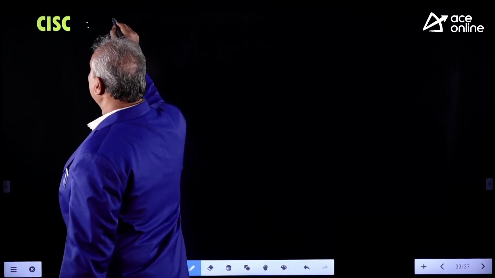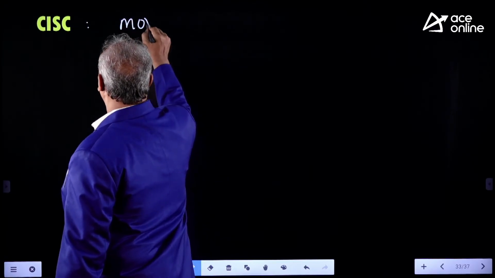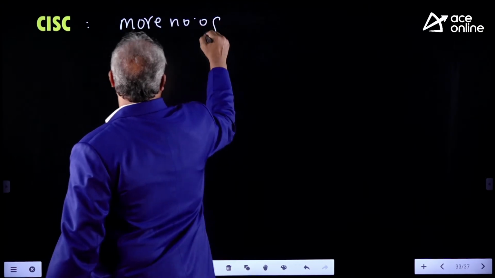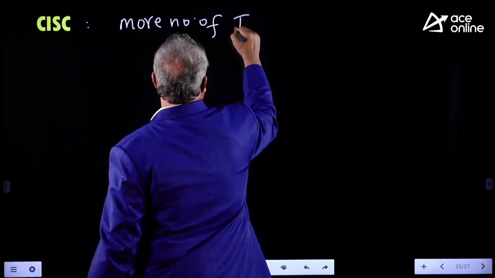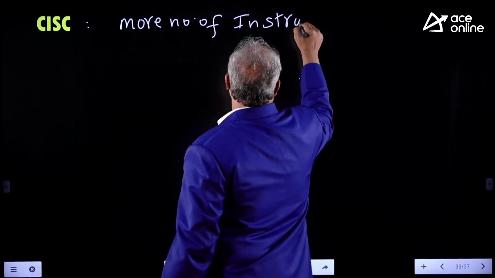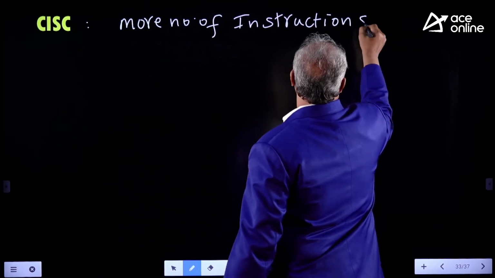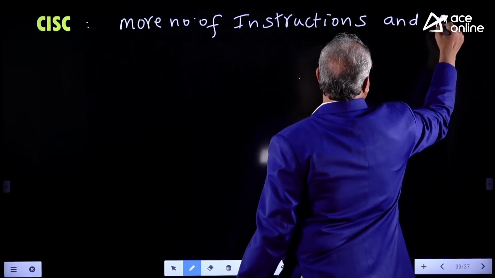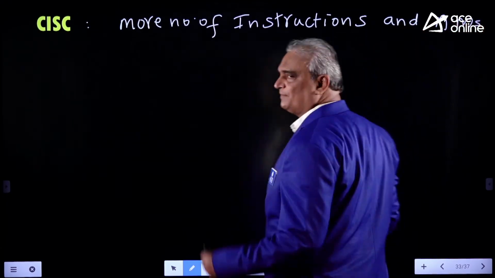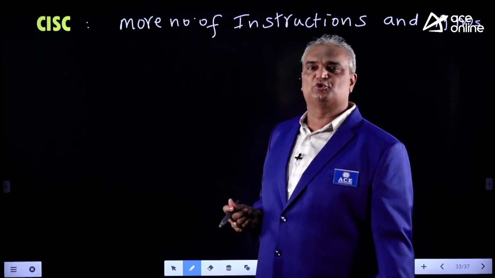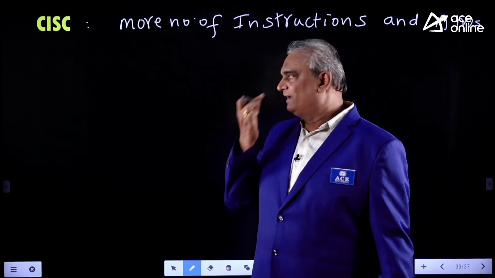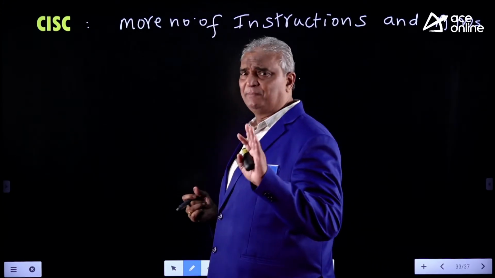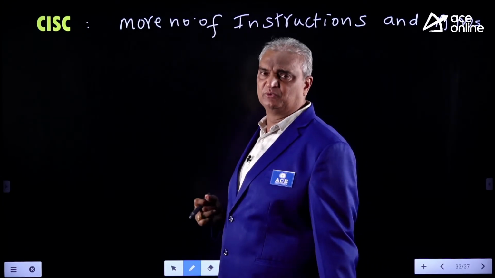CISC, complex instruction set computer. It uses more number of instructions, and not only instructions, addressing modes also. AM means addressing modes. At the same time, it is suitable for real-time applications, most of the real-time systems. Personal computers are also designed with this one only.